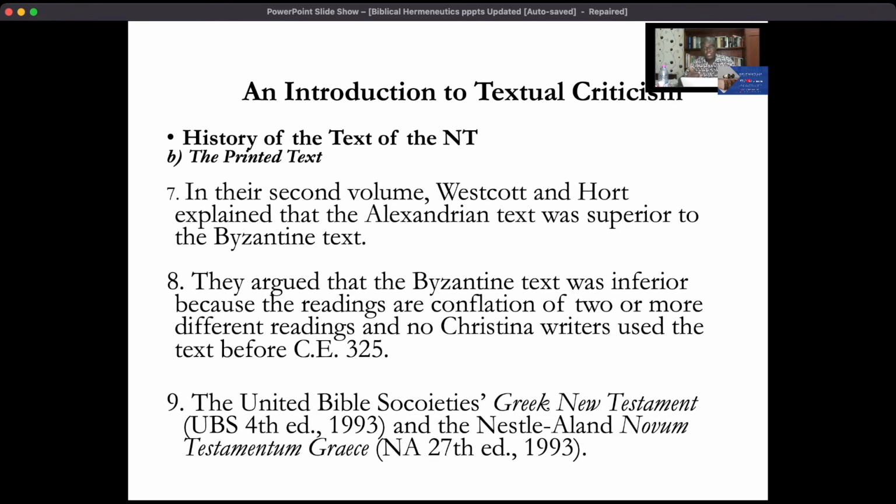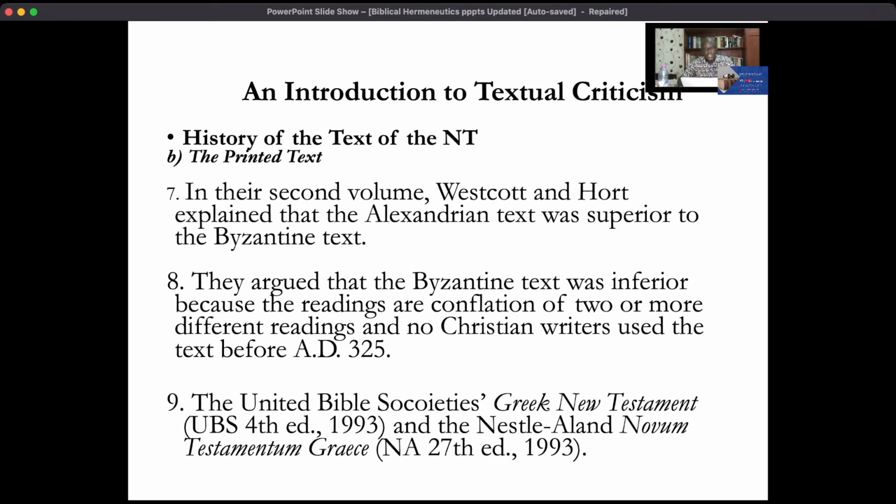In their second volume, Westcott and Hort explained that the Alexandrian text was superior to the Byzantine text. They argued that the Byzantine text was inferior because the readings are a conflation of 2 or more different readings, and no Christian writers used the text, that is the Byzantine text, before AD 325. So before AD 325, the Byzantine text type was not there and nobody used that. So how come the Byzantine text type became the popular one that the church used, in the 4th century and beyond?